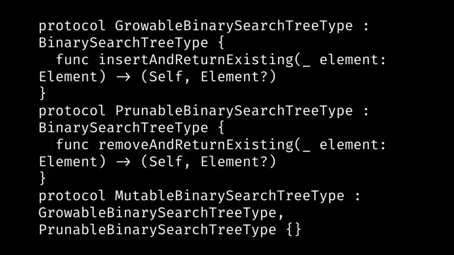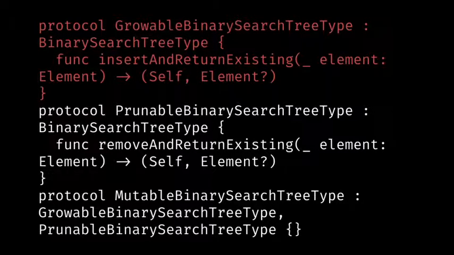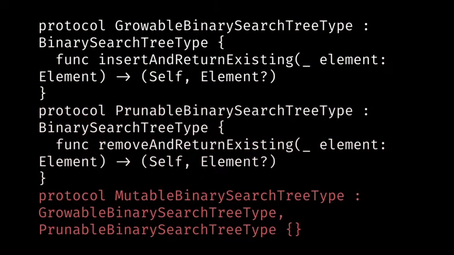And then you can extend this with a growable binary tree search, a prunable binary tree search, and a mutable binary tree search, which just fuses those together. As you can see, you're not just inserting, you're actually inserting and returning a new copy. Like this, Self in the return type is the new modified tree, and the optional element is the existing element which might have already existed at this point in the tree. Okay, I'm getting ahead of myself.